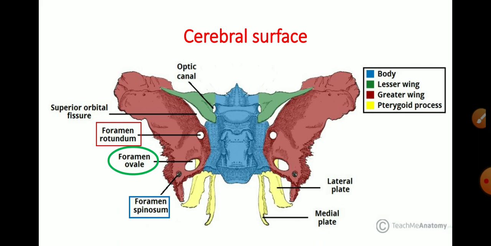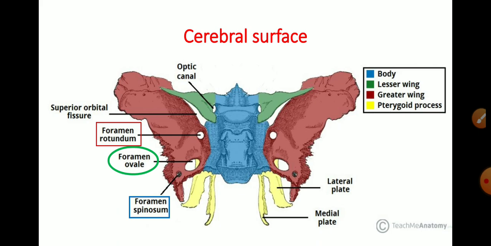So the cerebral surface, in the cerebral surface you can see some foramina. It is concave and it forms part of the middle cranial fossa. And the cerebral surface is related to the temporal lobe of the cerebrum. The foramina seen here are foramen rotundum that transmits the maxillary nerve.